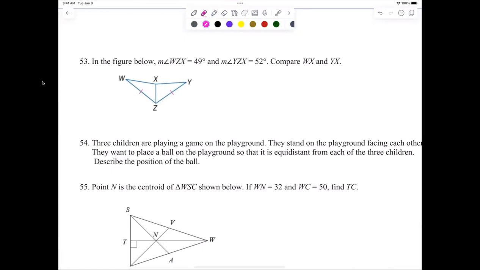So now we know this right here. WZX is 49 and 52. Therefore, what is true? Exactly.